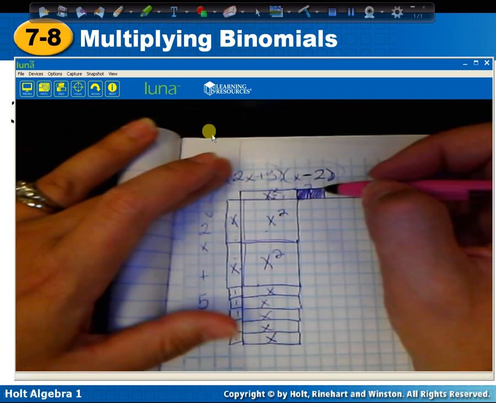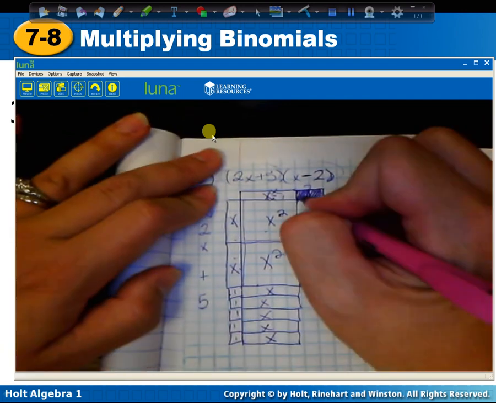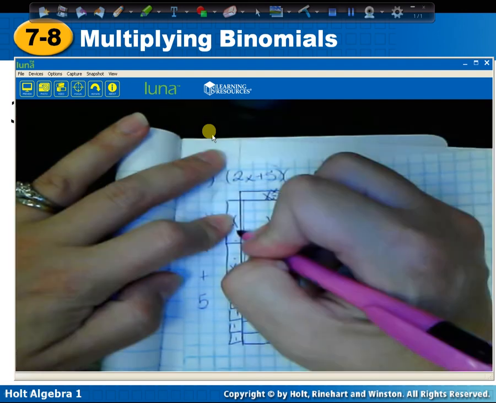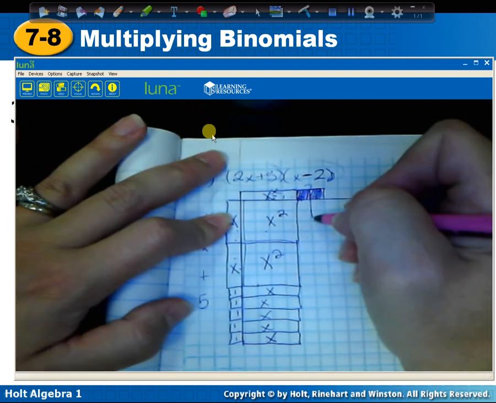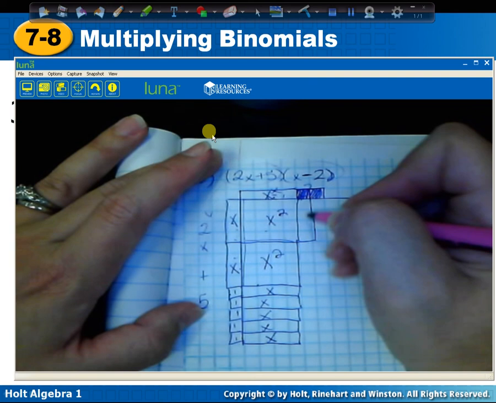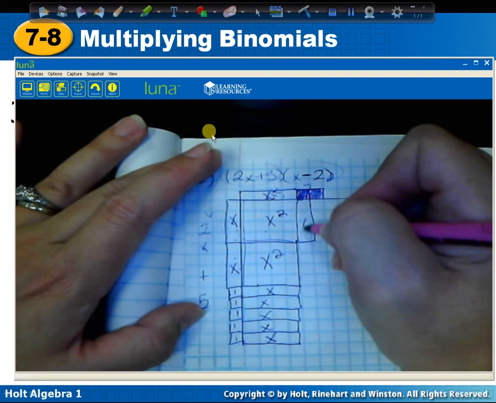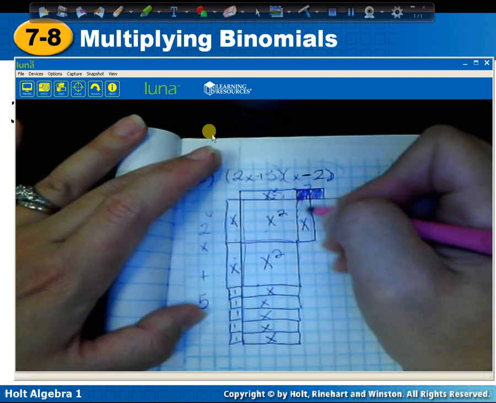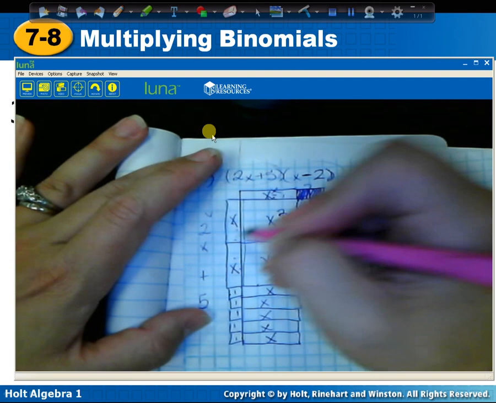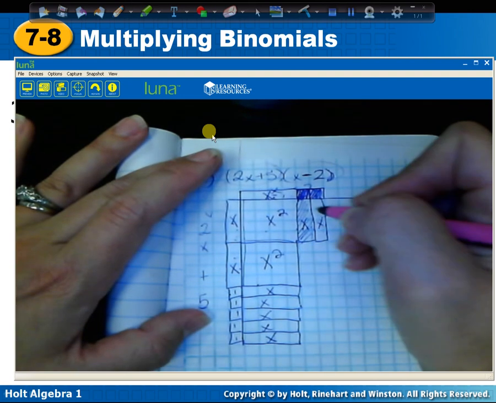So now let's look at this side. I have a unit piece times x. 1 times x, and it's -1, is -x. -1 times x is -x.